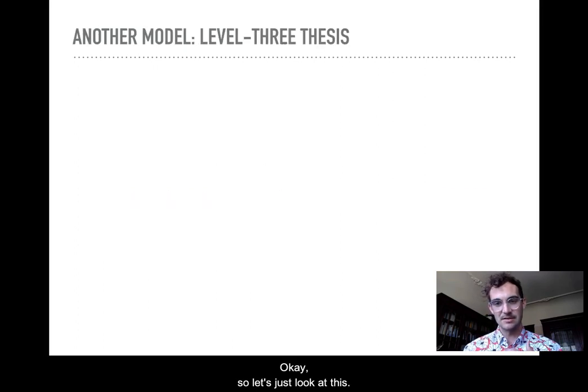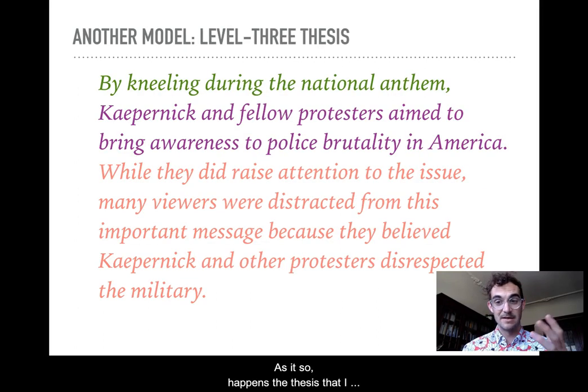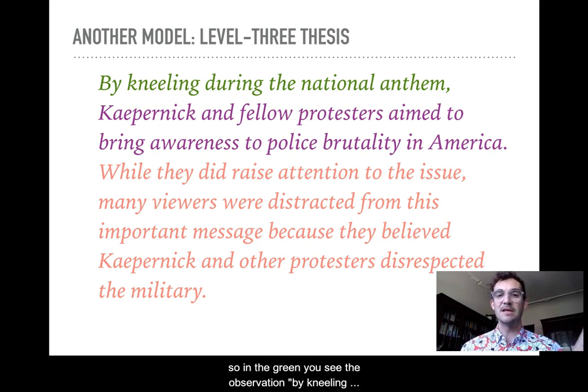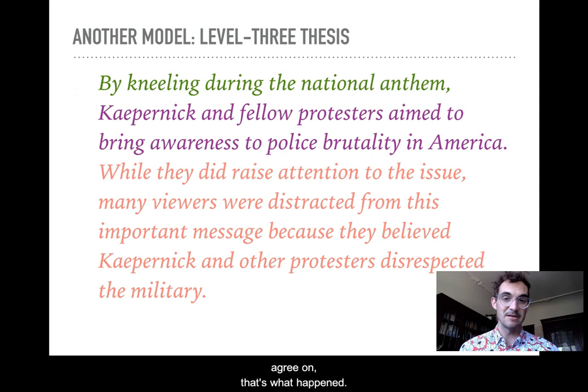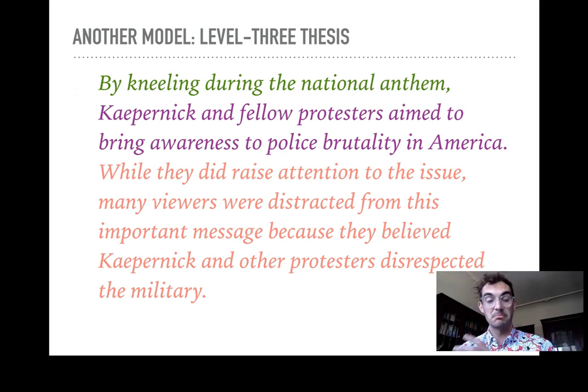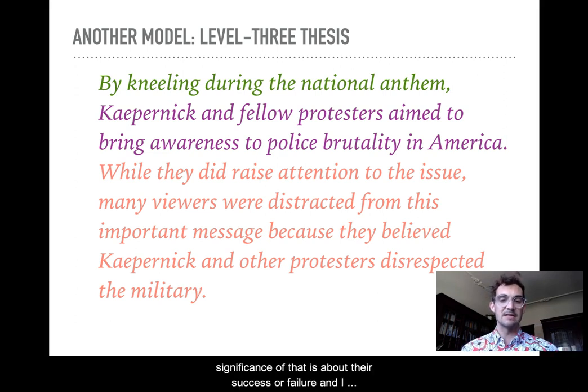Okay, so let's just look at this. As it so happens, the thesis that I wrote already kind of meets this. In the green, you see the observation, by kneeling during the national anthem. That's what everyone can agree on. That's what happened. In the purple, you see Kaepernick and fellow protesters aim to bring awareness to police brutality in America. That is my analysis of their goal. And then finally, the significance of that is about their success or failure. And I think it's a kind of mixed picture for me.